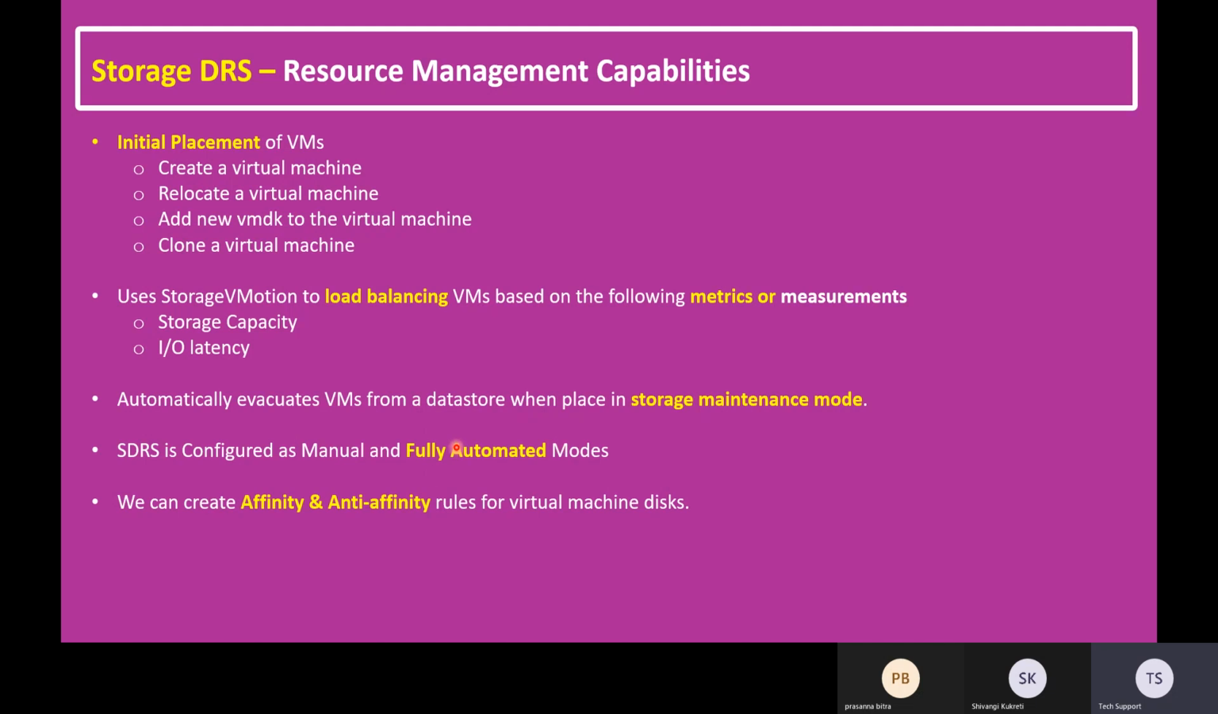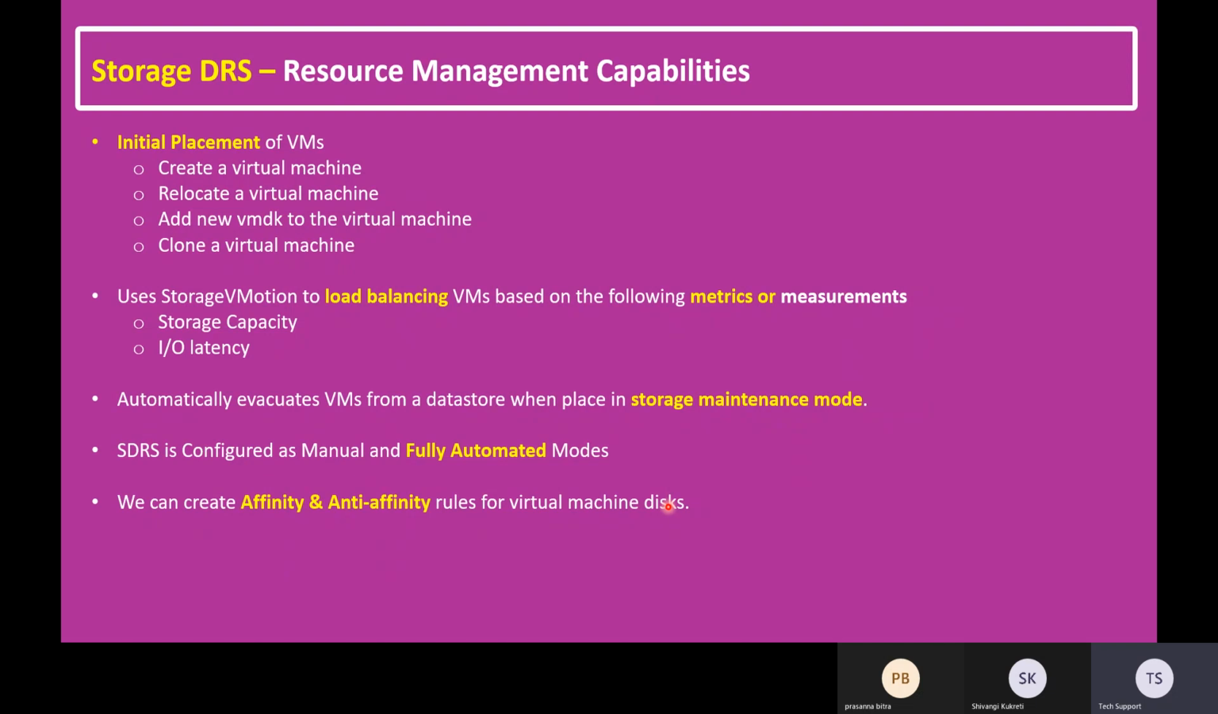Same as our DRS cluster. For ESXi host DRS also, we have multiple methods. You can configure it as manual, partially automated, and fully automated. Normally the manual method is used during maintenance scenarios, and most of the time VMware recommends keeping SDRS and DRS in fully automated mode. Okay. And we can create affinity and anti-affinity rules for virtual machine disks. This is similar to our DRS, where we also have affinity and anti-affinity.